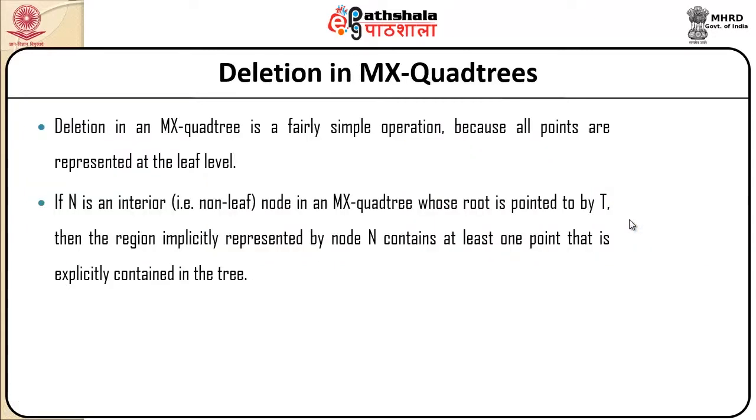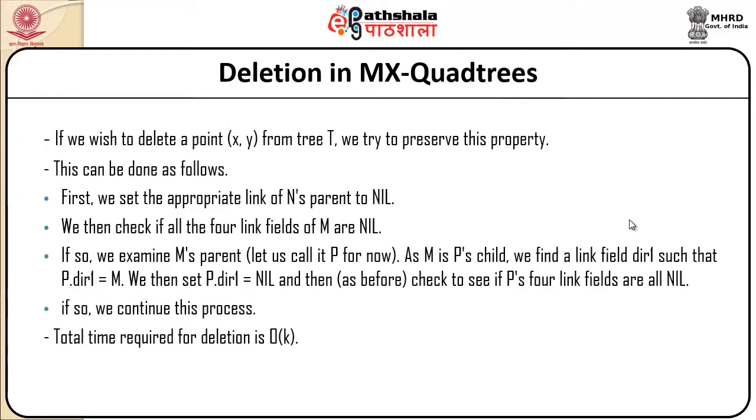So, what lies as a procedure for deletion in MX quadtrees? Deleting in an MX quadtree is a fairly simple operation because all points are represented in the leaf level itself. So, if n is an interior, that is a non-leaf node in the MX quadtree whose root is pointed to by T, then the region implicitly represented by the node n contains at least one point that is explicitly contained in the actual tree. If we wish to delete a point x comma y from tree T, we try to preserve this property. This can be done as follows.